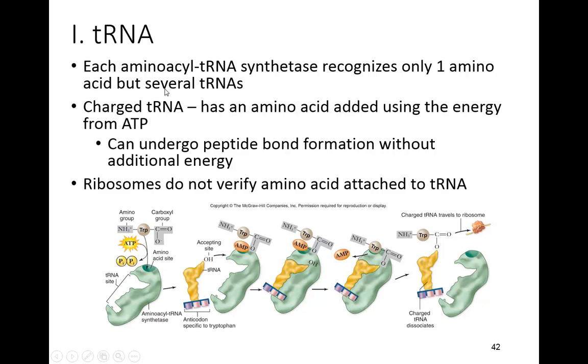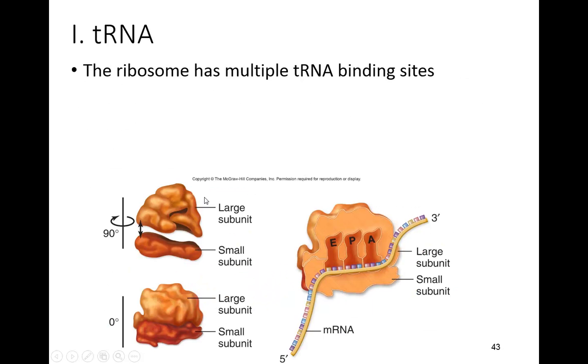Okay, and each one only recognizes one amino acid but has several different tRNAs. A charged tRNA is one that has energy from ATP, and then it can form the peptide bond using the energy from ATP. And the ribosomes don't verify the amino acid attachment to the tRNA, so if it's the wrong tRNA on there, the ribosomes won't be able to tell.